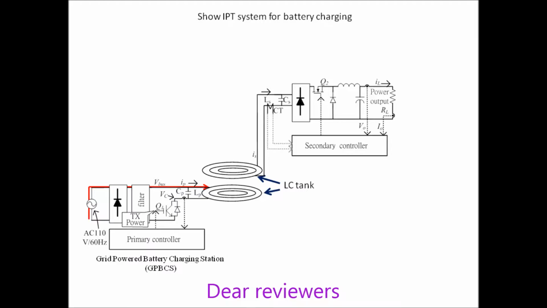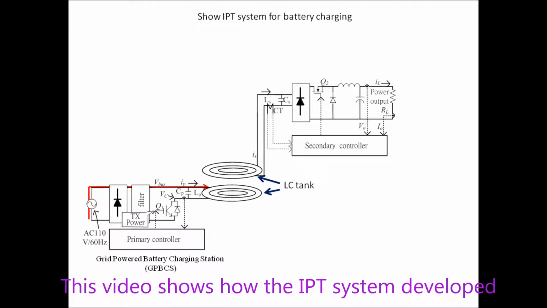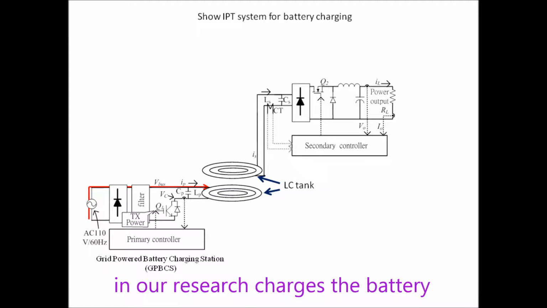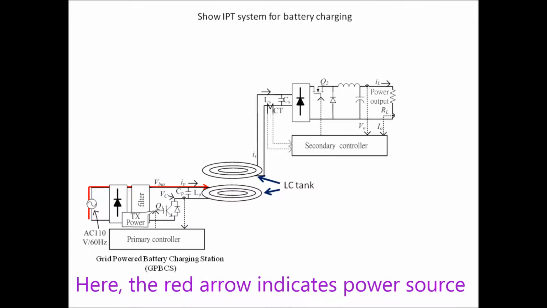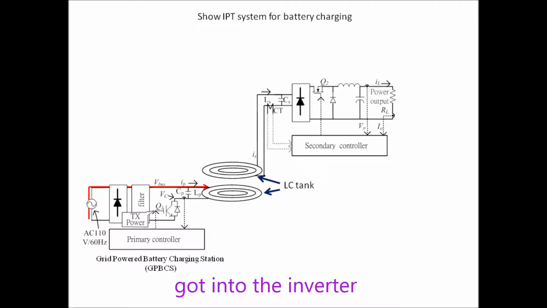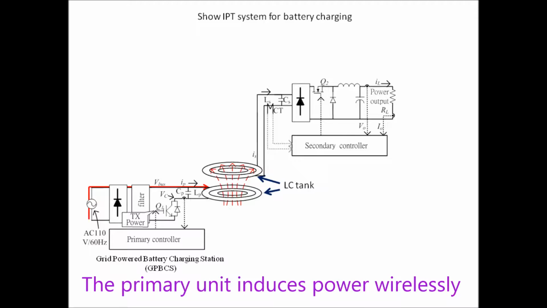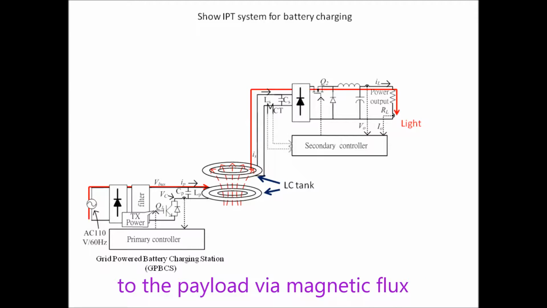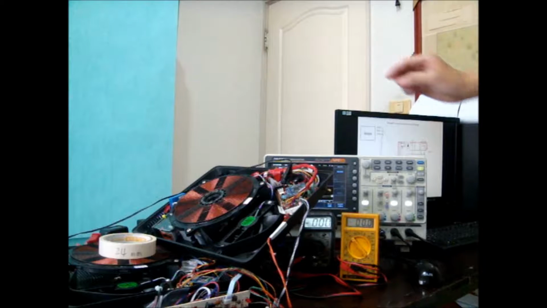Dear reviewer, this video shows how the IPT system developed in our research charges the battery. Here, the red arrow indicates the power source entering the inverter. The primary unit induces power wirelessly to the payload via magnetic flux.